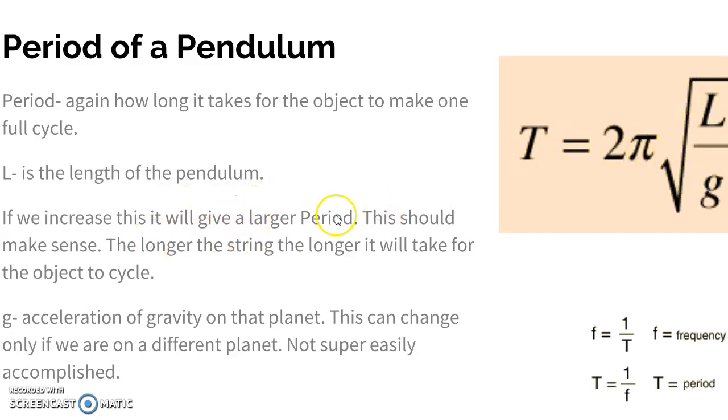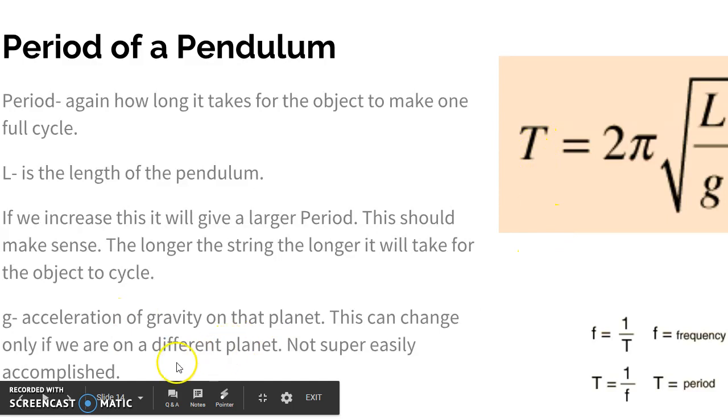Okay, so the longer the string is, the longer time it'll take for it to cycle. So we have a small base string, it's going beep, beep, beep, beep. We have a really large string, we multiply this, we get a longer period in which it takes to go one full rotation. G is the gravity on the different Earths. Not surprising, but not super easy to accomplish.